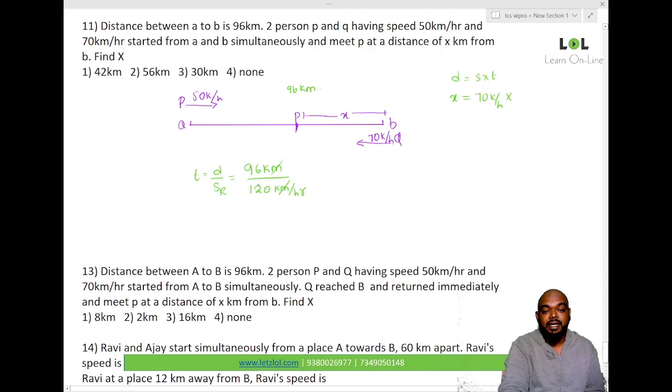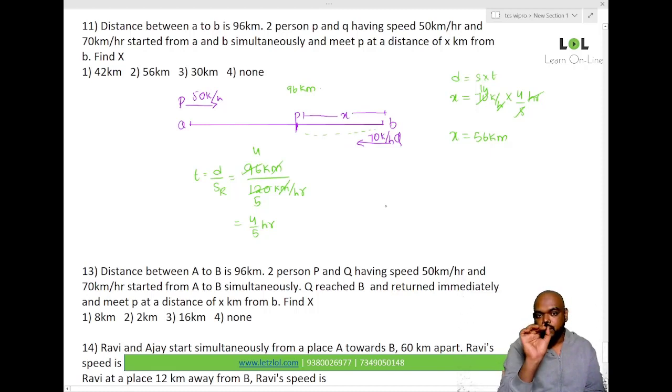So kilometers get cancelled. We can cancel this with 24 into 4, 24 into 5. So that will give me 4 by 5. Now we know they are going to meet after 4 by 5 hours. It means both of them travel for 4 by 5 hours, so Q is also going to travel for 4 by 5 hours. So hours cancel. 5 into 1, 5 into 14. So x is 14 into 4, 56 kilometers. The value of x is 56 kilometers.